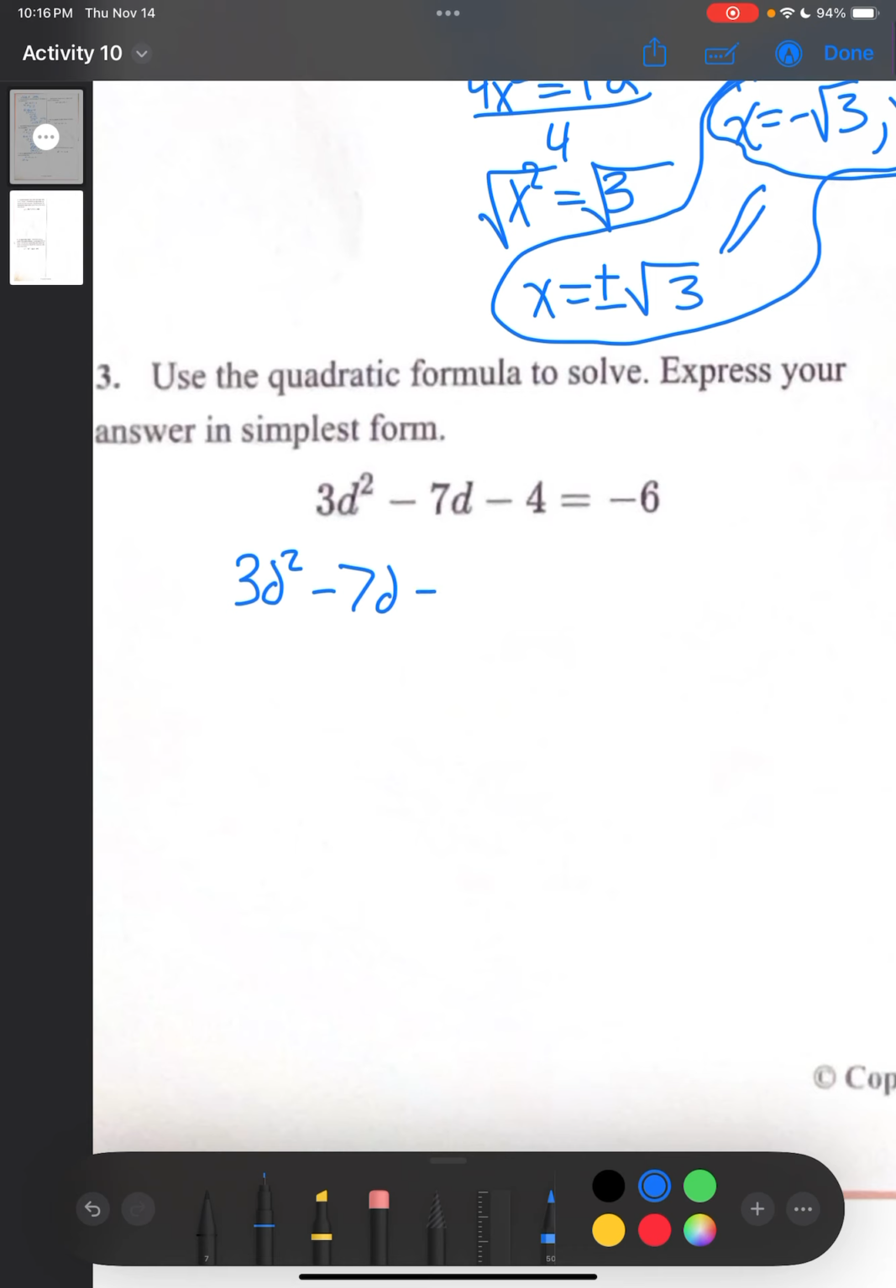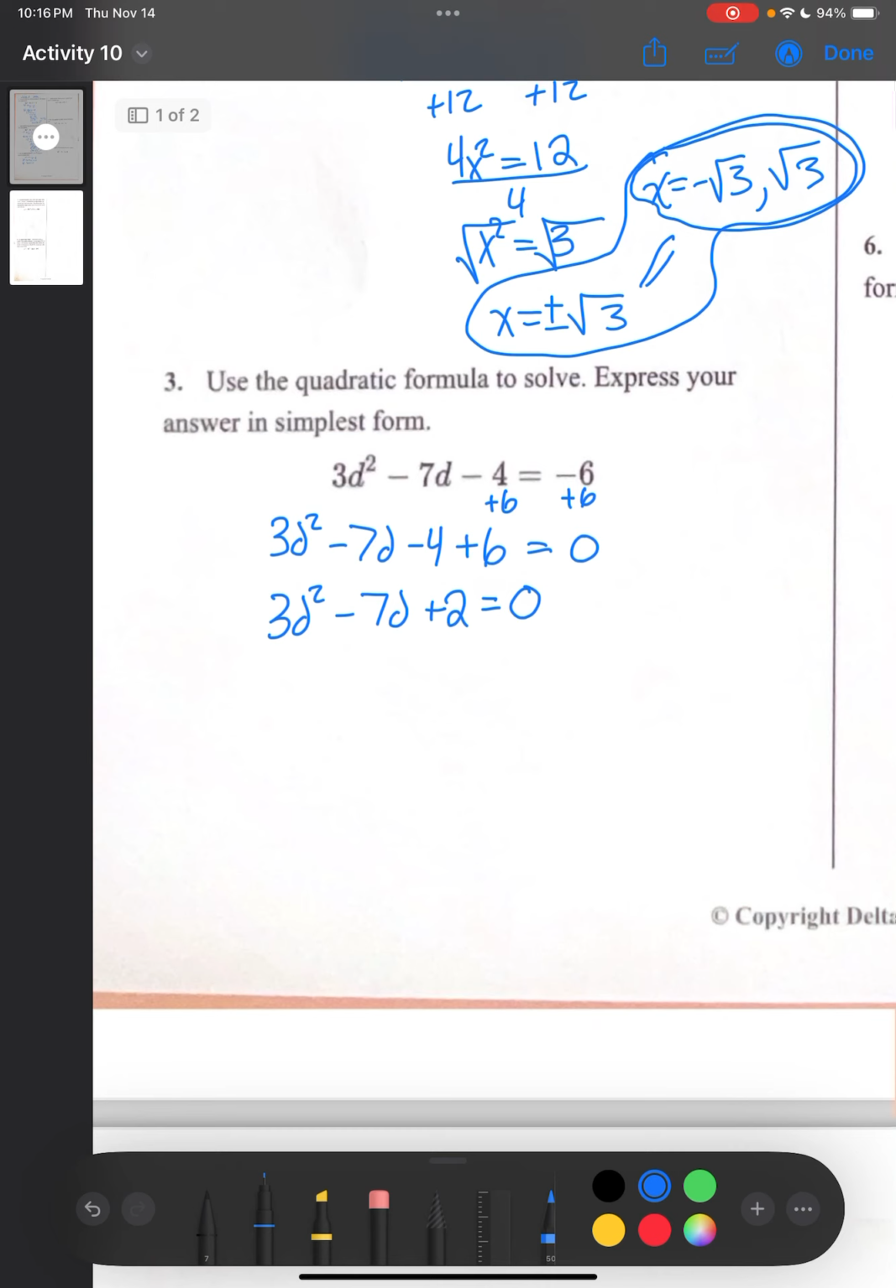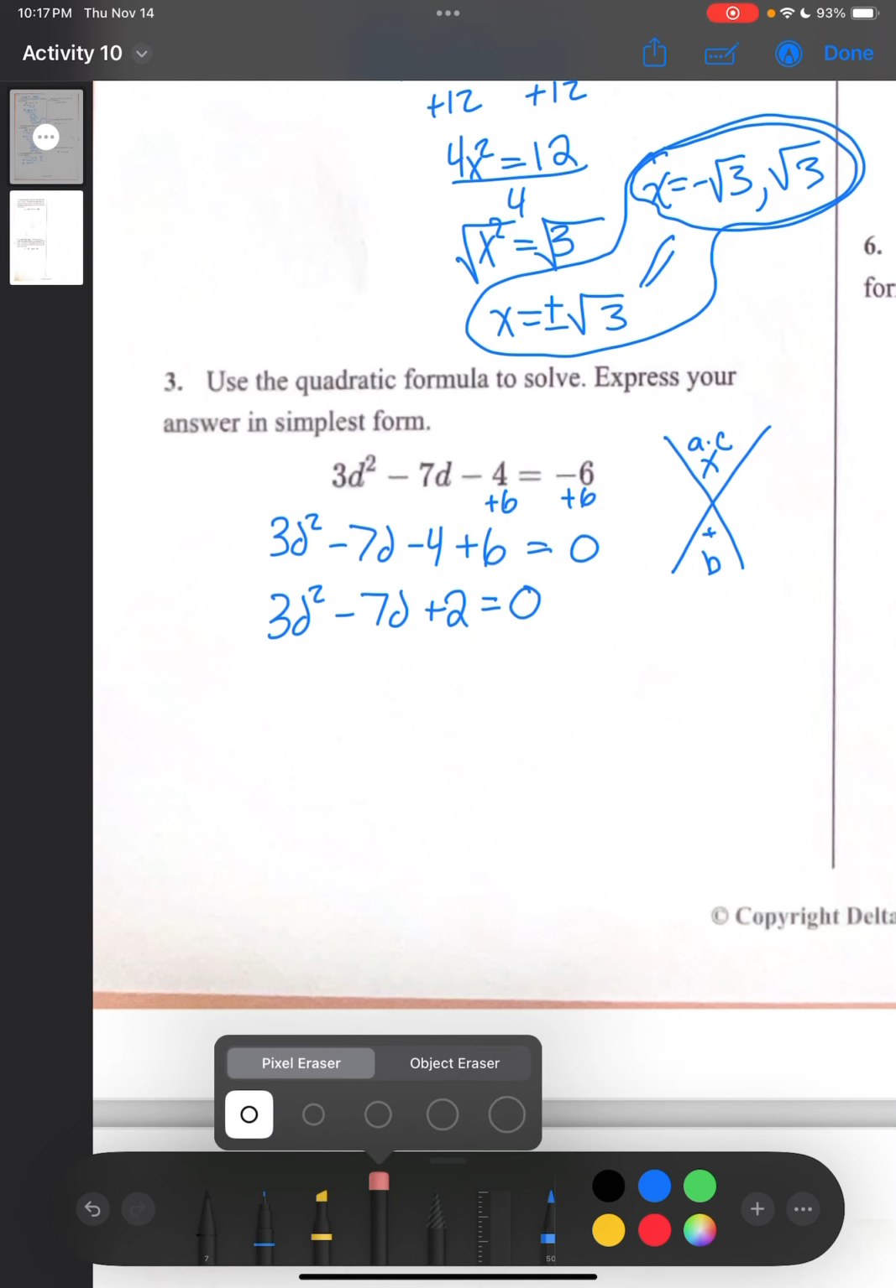All right, so for number 3, always our first step is get that side to 0, the right side. So then it'll be negative 4, and you're adding a 6, if that makes sense here. So I just put that here so we can see what's happening. Then we have a 3d squared minus 7d, and then we have a positive 2, right? Equals 0. Now this is where I said in class you'll use some grouping method. If you remember, we have our a times c and our b, right? So I'm going to erase that a little bit.